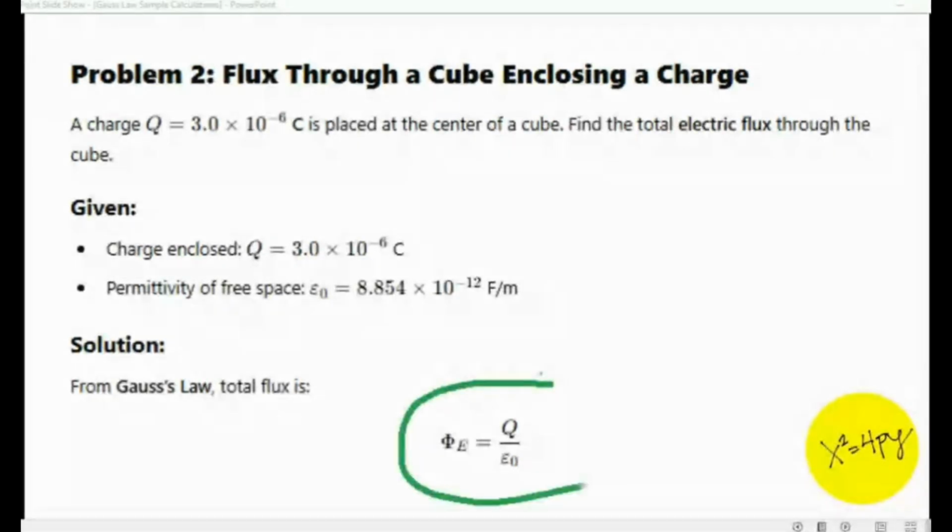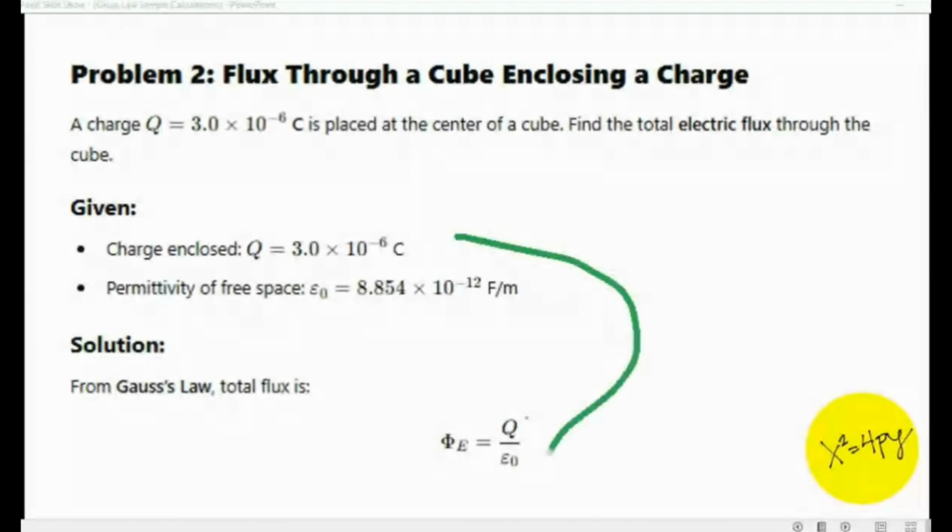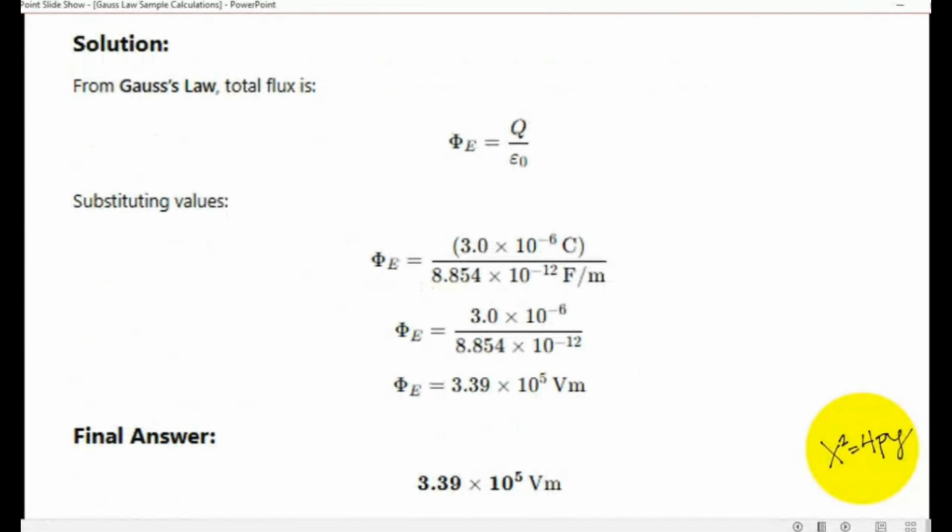On your end, before I proceed to the key answer and solution, try answering this by substituting the given values into our formula. So what is your answer? Are you done? So moving forward, we have here the given values and the solution. Our solution for the total flux, this is the formula, and you just have to substitute the values. Given is the total charge, then the permittivity of free space, and then you will have the following computations.